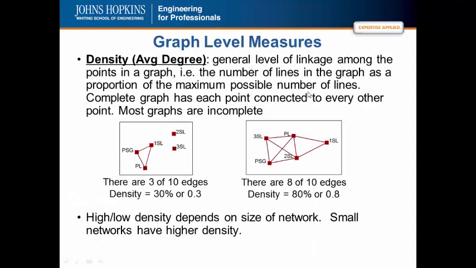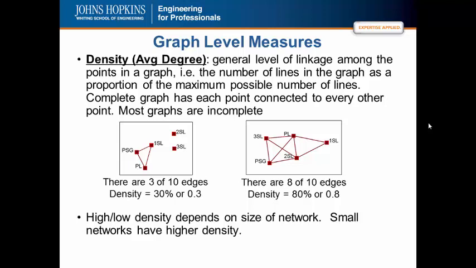Density is another graph level measure in the network. It is a general level of linkage saying how many connections exist in this group. It is the number of lines in the graph as a proportion of the maximum possible.